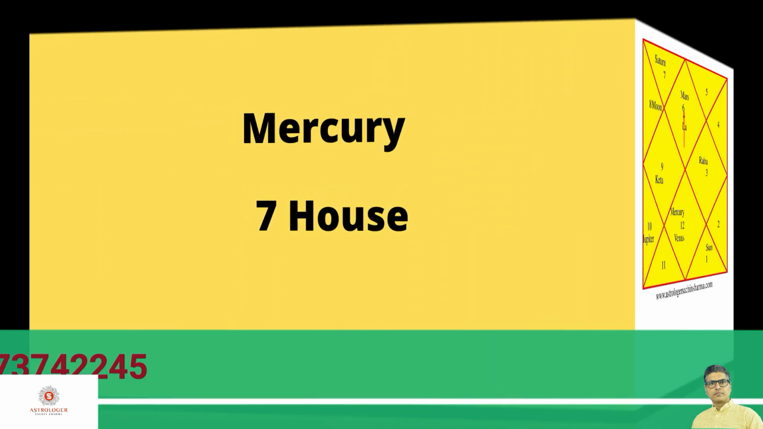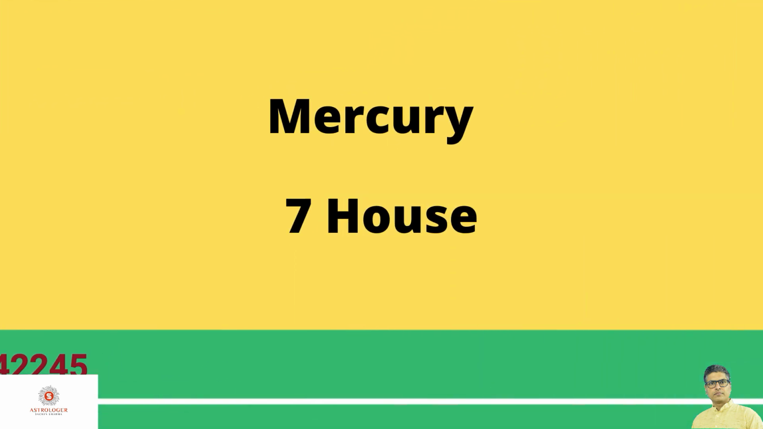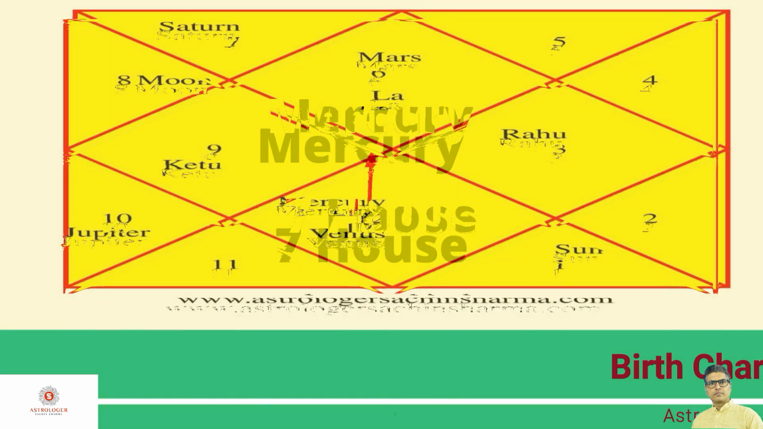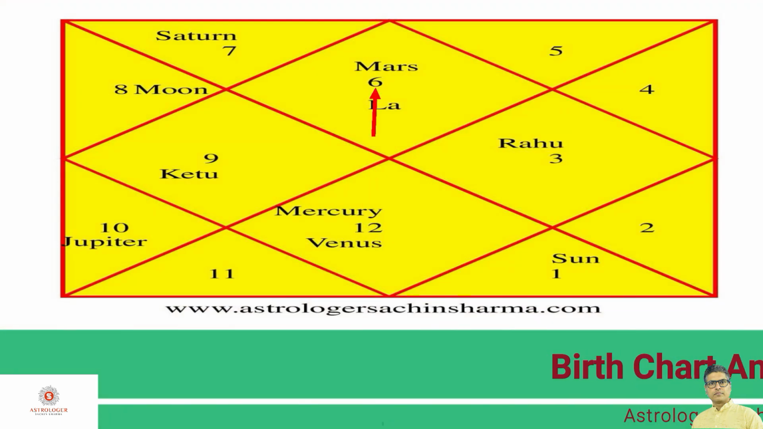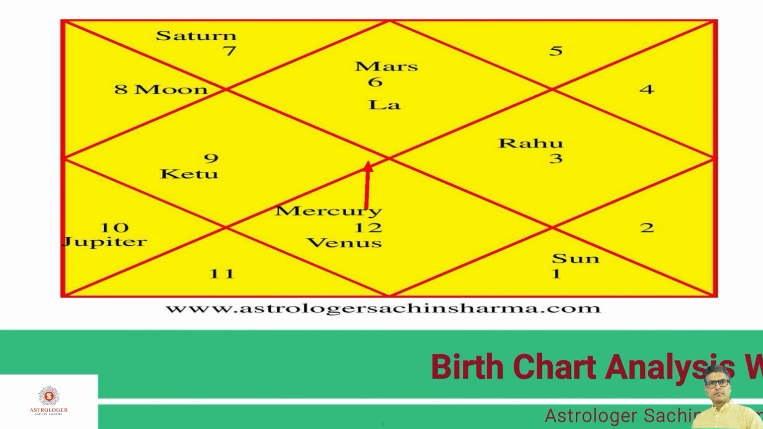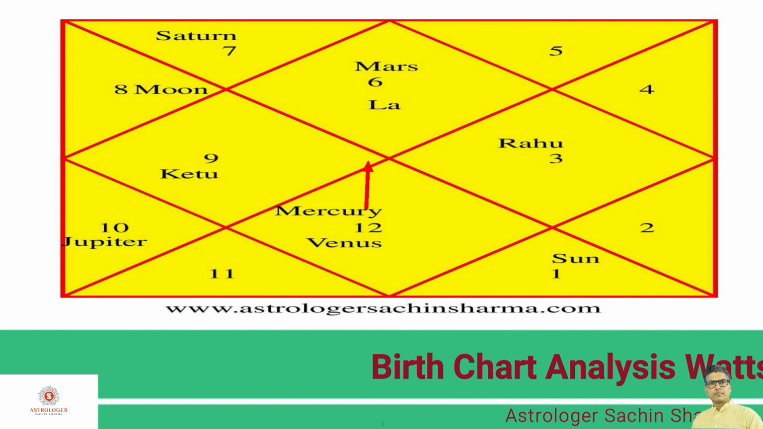Now let us understand the Mercury aspect. Mercury will also aspect only the 7th house of the birth chart from where it is placed. Let us understand it practically as well. Mercury is placed in the 7th house, from where it will aspect the 1st house of the birth chart, as you can see with the help of these arrows.